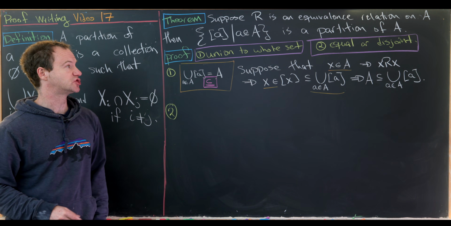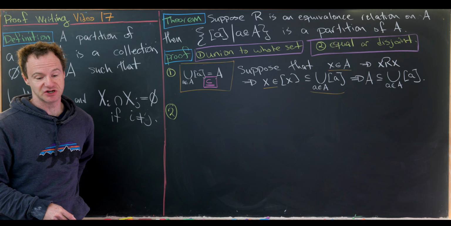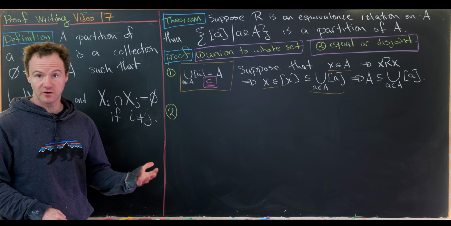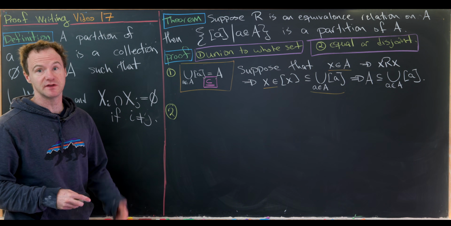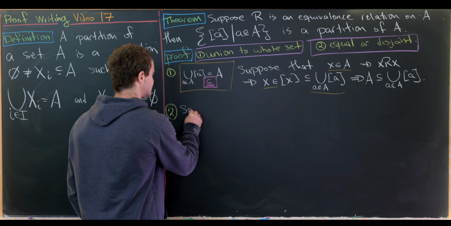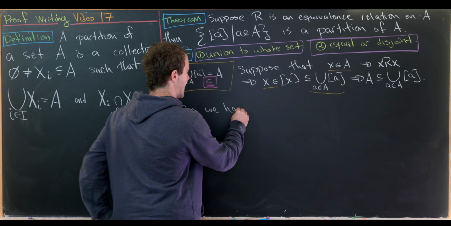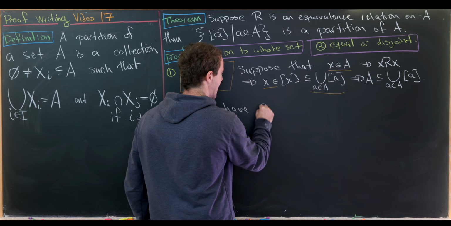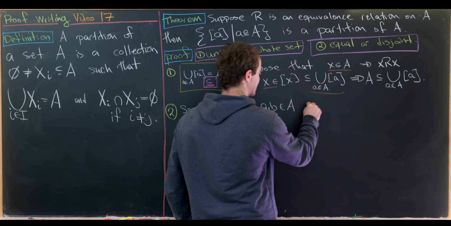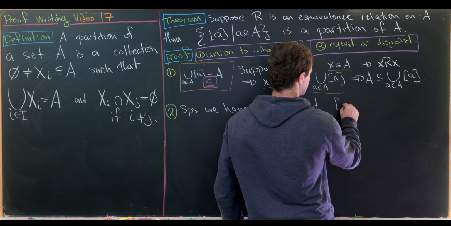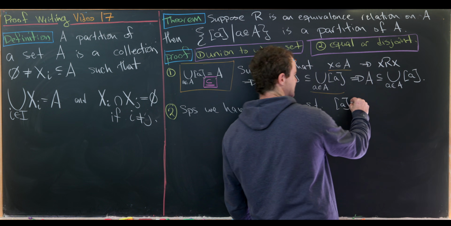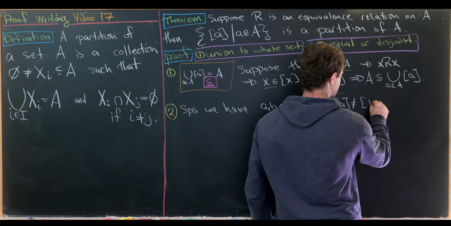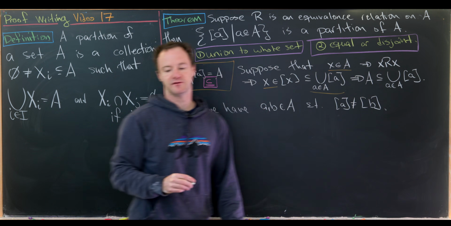Okay, so now let's move on to this second need, and that is to prove that these are either disjoint or they are equal to each other. We'll do this by first supposing that we have two that are unequal. So let's suppose we have a and b in capital A such that the equivalence class of a is not equal to the equivalence class of b.